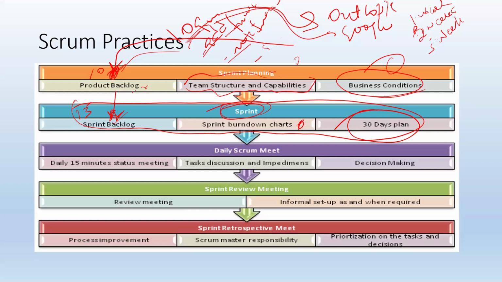So we have completed this sprint in a time frame of what? 2 weeks or 1 week or 3 weeks. It depends. I say 30 days plan, but it depends on the organization. They say they want 2 weeks. In our own organization, a sprint lasts for 2 weeks.